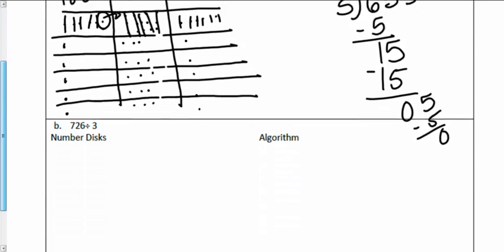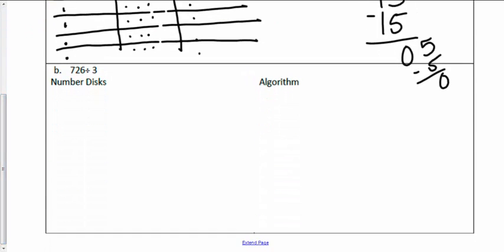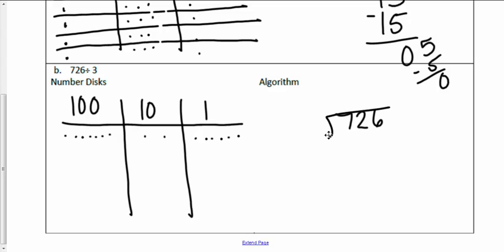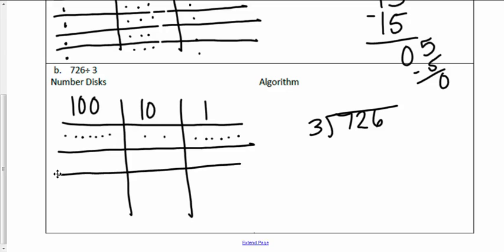So let's try 726 divided by 3. And then I'll place that chart. Right, so first I have 700s and I'm dividing by 3. So same here, 700s divided by 3.